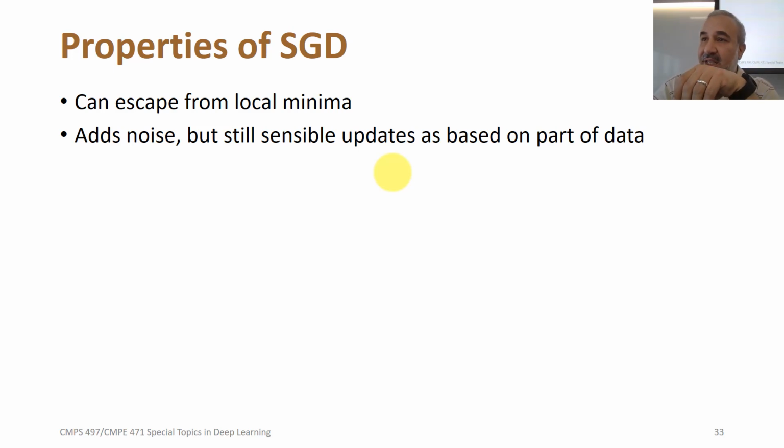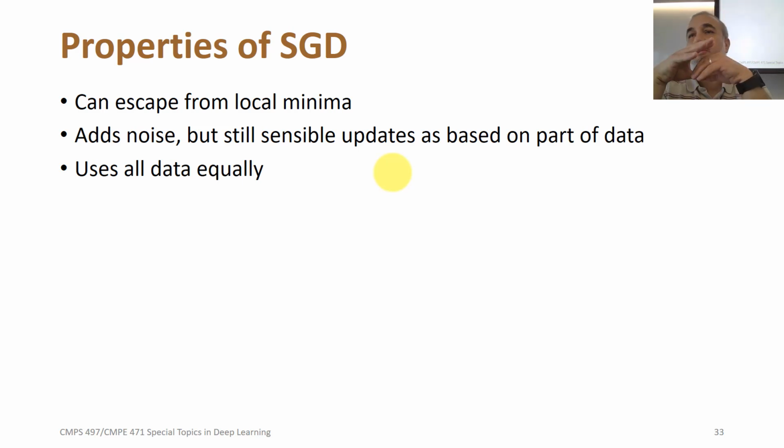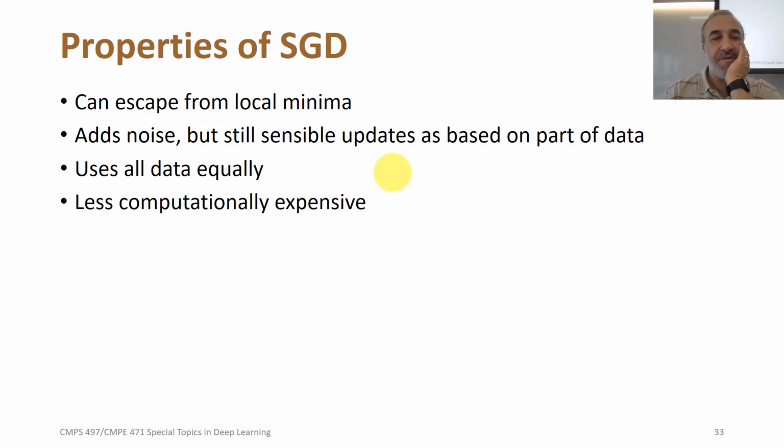Because they are based on the training data. We are not using any other data. It is part of the training data. So the updates still have some meaning, but based on a small subset. And eventually, as I said, it will use the entire data, and it uses the entire data equally, especially if the batch size is fixed. So it uses all the data equally eventually.